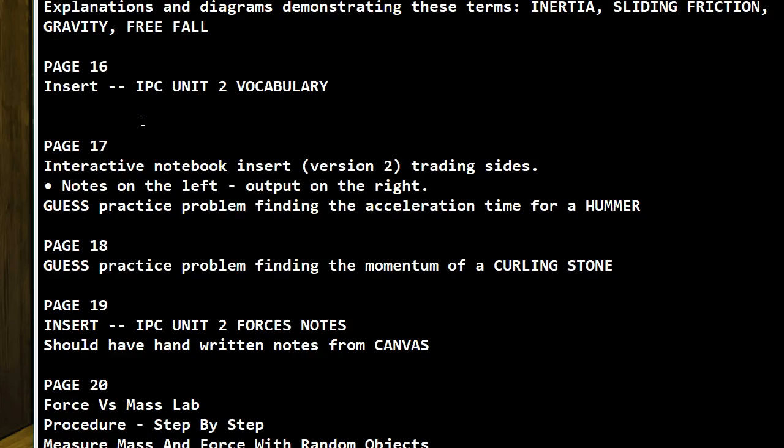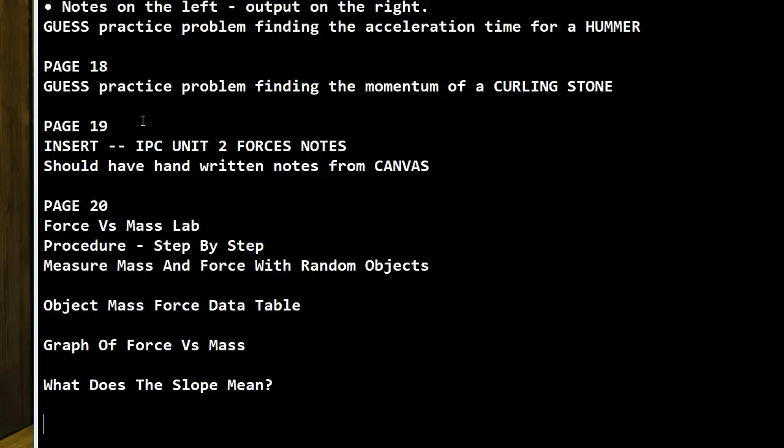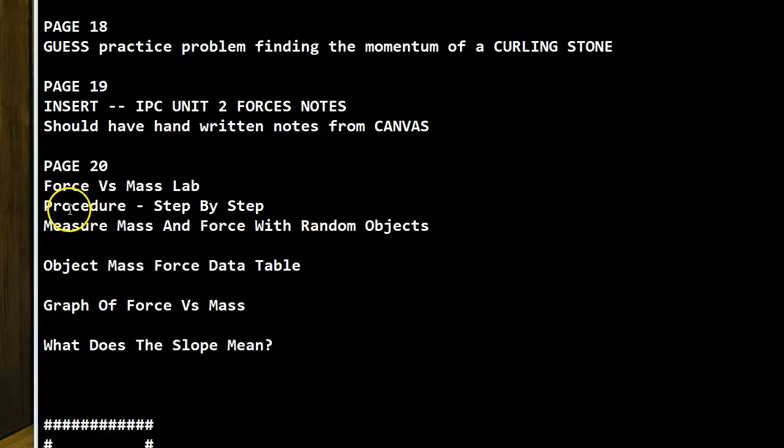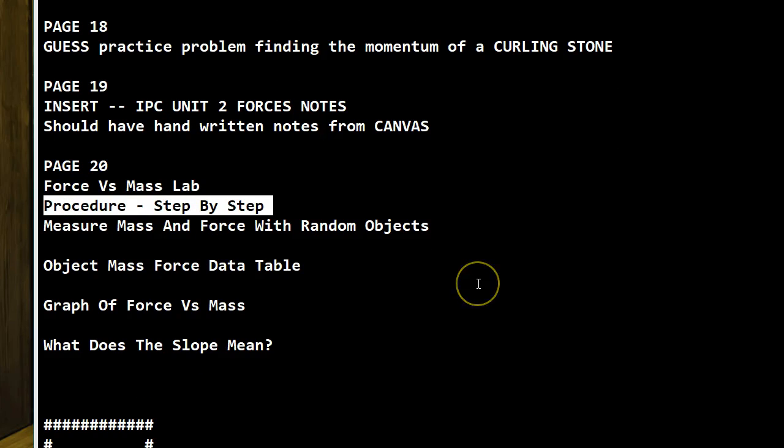Page 20, we have a force versus mass lab. On this page, I should see a procedure, step by step what we did. So we measured the mass on a triple beam balance. We measured the force using a force sensor, and we checked random objects from just a few grams to about 600 grams, and we measured the forces that went with those.